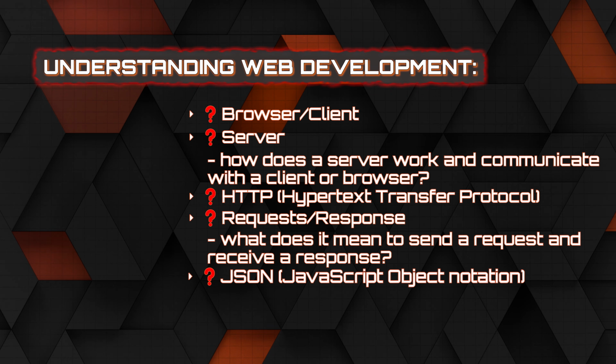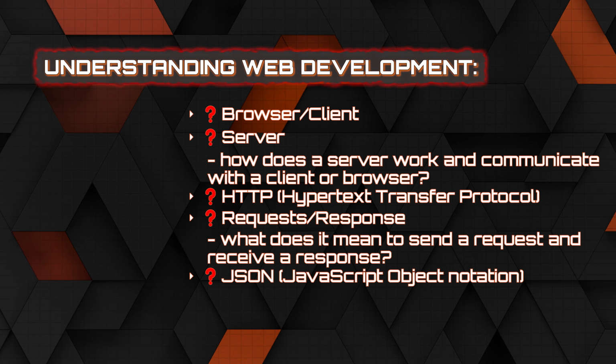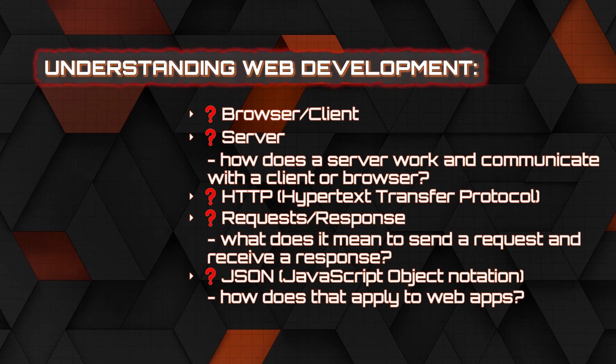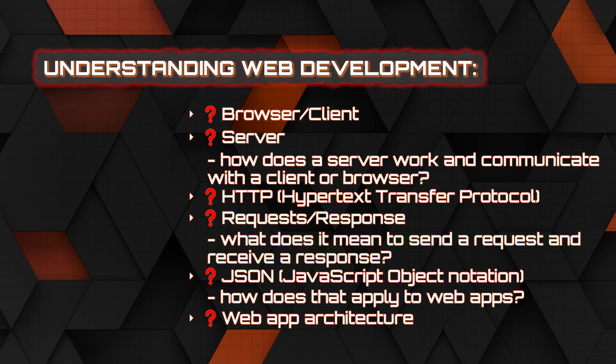I want to look at things like JSON, right? JavaScript Object Notation. How is that used in web applications? And then lastly, the web app architecture overall. So what actually happens when you go to Google, you type in a URL, you visit a website, and you do something on the website? What is that architecture and what is that flow of operations and data?